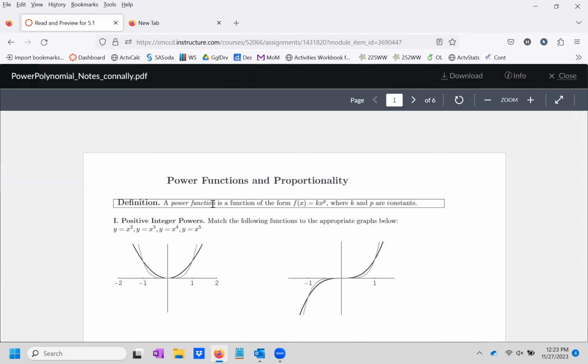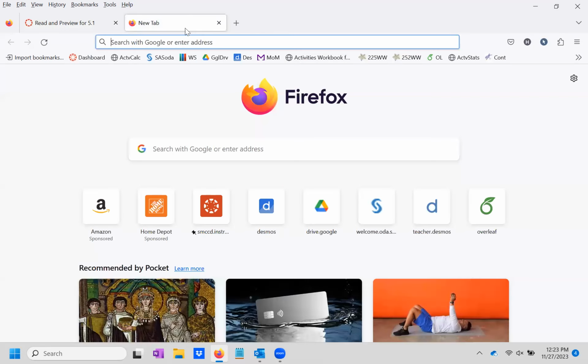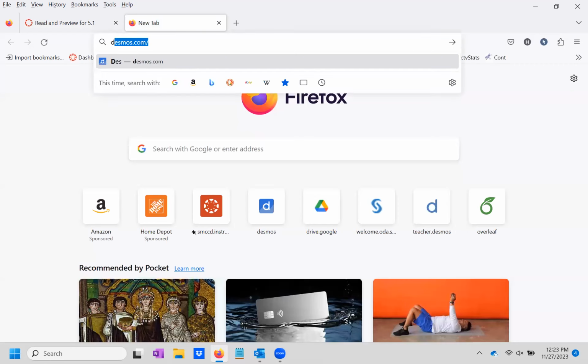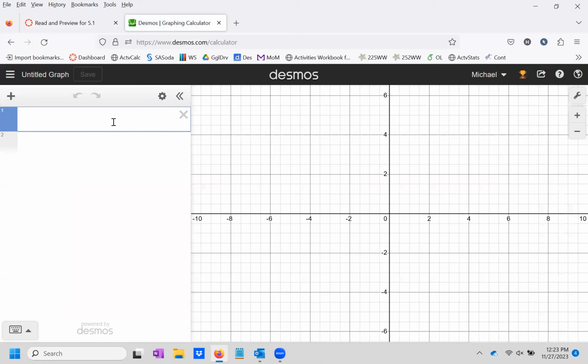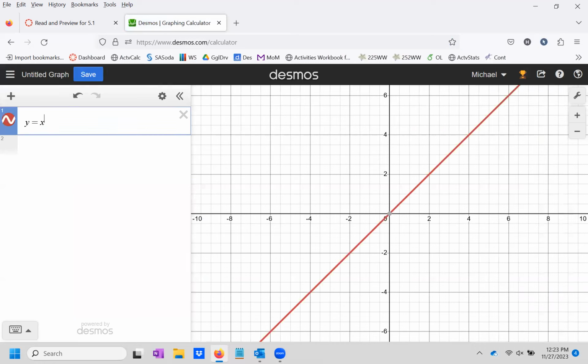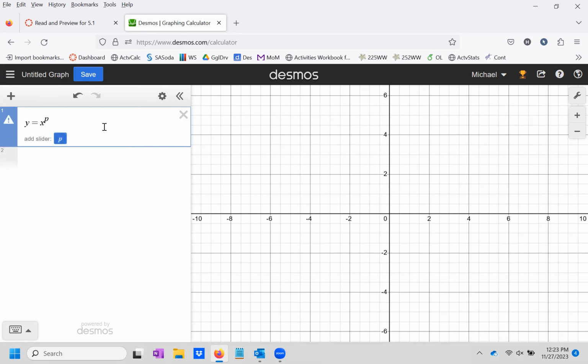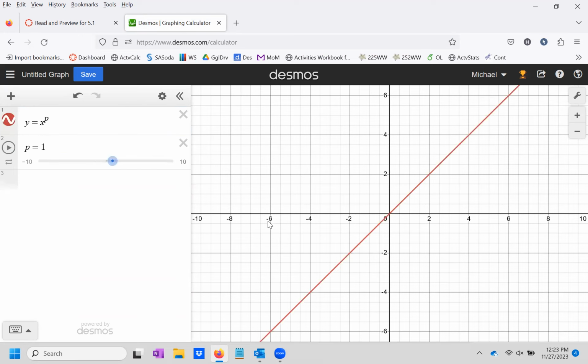Now, in the textbook, they have some really great explorations. I'm not going to do that for 5.1. I'm just going to have us do this, and I just want to remind you that if you go to Desmos, you can mess around with these functions very easily. So if I just do y equals x to the p, I'm going to add a slider for p. And as I increase p, weird stuff happens.